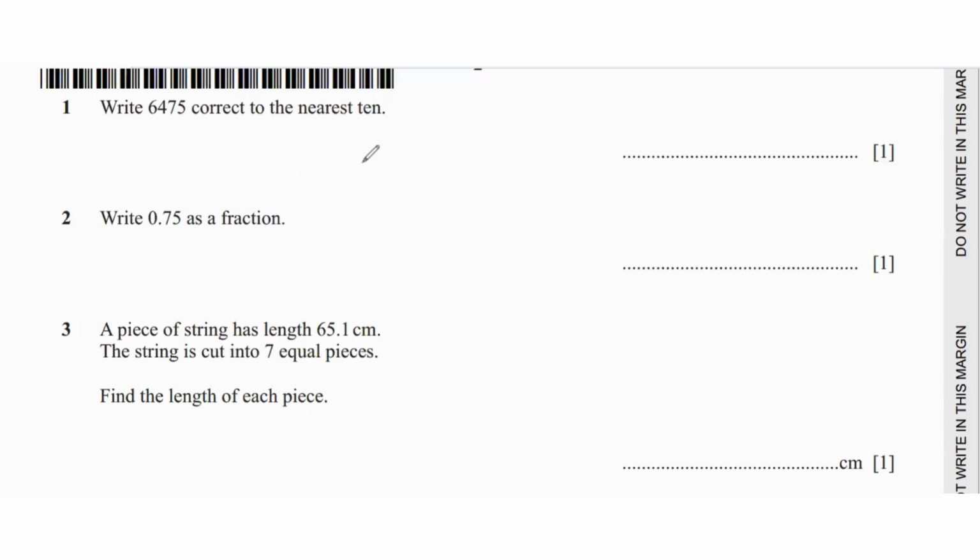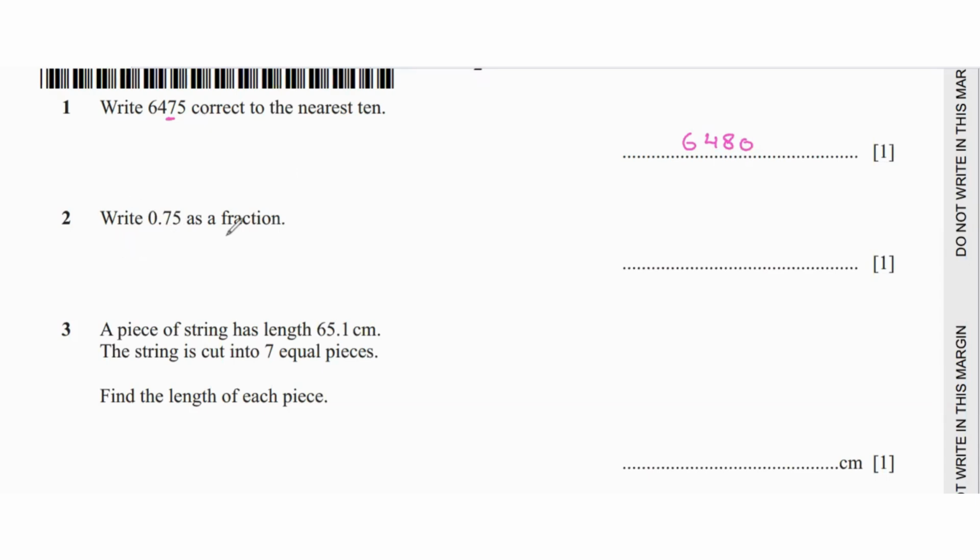In the first question, it says, write 6,475 correct to the nearest 10. So our 10 value is 7. So we rounded based on the units value, which is 5. Since it's 5, that means we will round 7 up. So that's going to be 6,480.